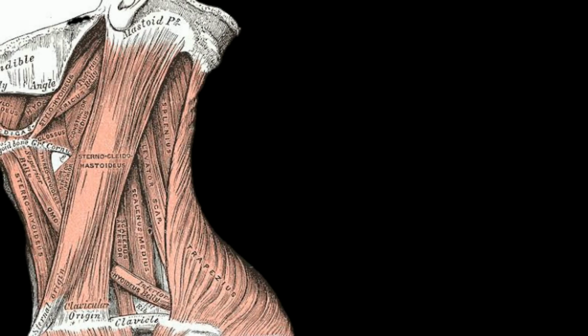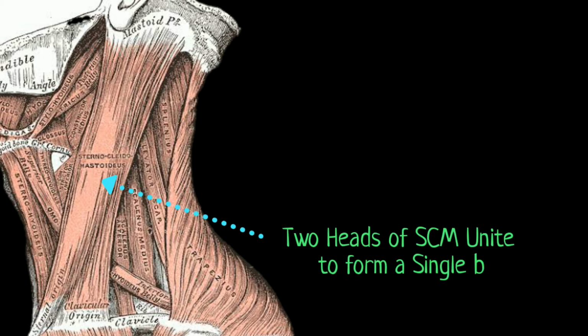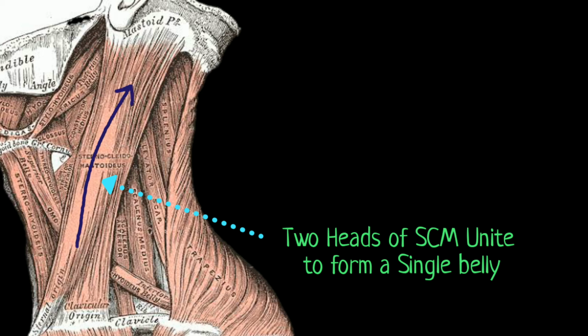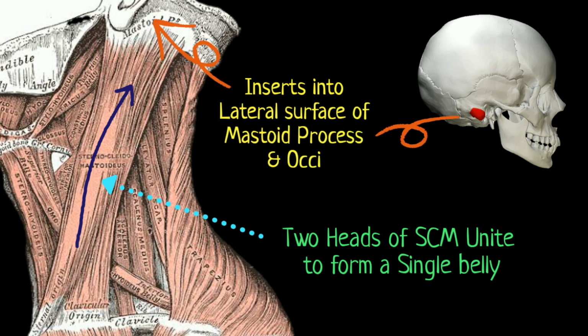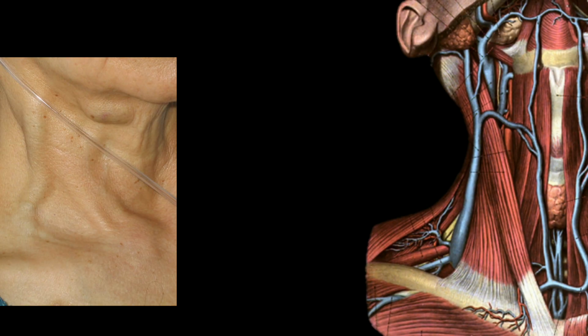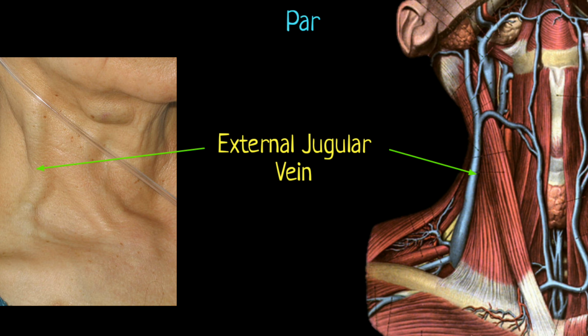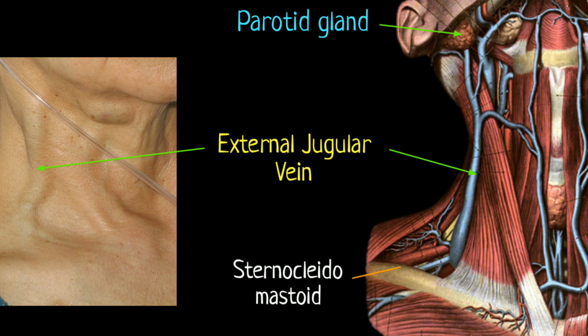Above this interval, the 2 heads of sternocleidomastoid unite to form a single belly of muscle that runs upward, backward and laterally to insert into the lateral surface of mastoid process and occipital bone. The external jugular vein, which originates at the lower border of parotid gland, passes superficial to sternocleidomastoid. Then it penetrates the deep fascia of the neck to join subclavian vein.